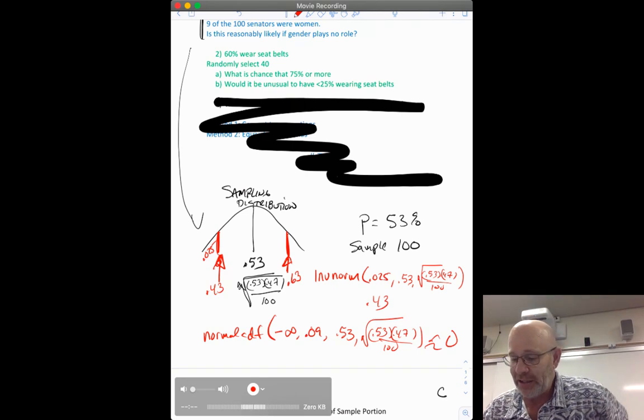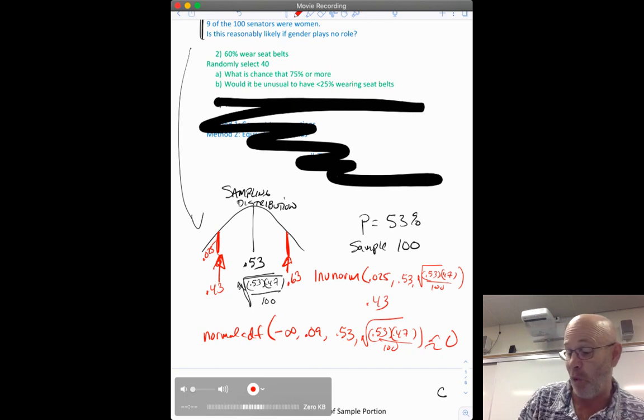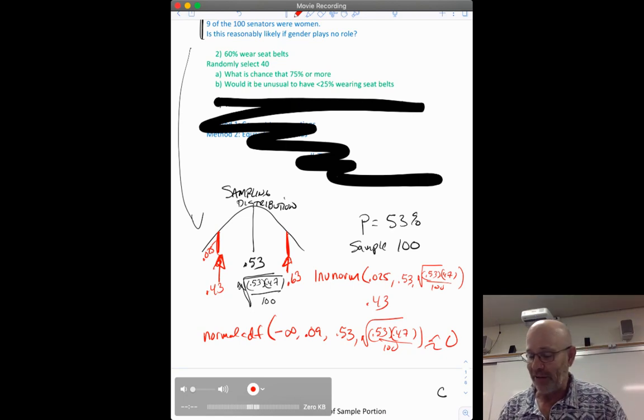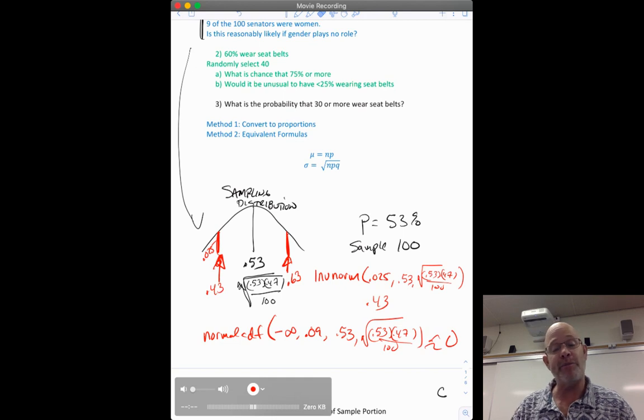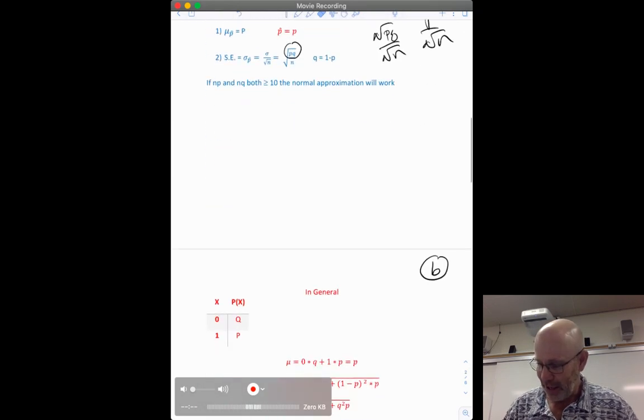All right, so let's do it with a seatbelt problem. So number 2 here. I'm going to scroll down and rewrite it again, but we got 60% of the people wear seatbelts. We're going to randomly select 40. What's the chance that 75% or more? Would it be unusual to have less than 25%? And then we're actually going to change to, instead of proportions, numbers, just like we did with the mean. You can always do totals instead of numbers, so I'll come back to that in just a second. Actually, I'll just squeeze it in right here.